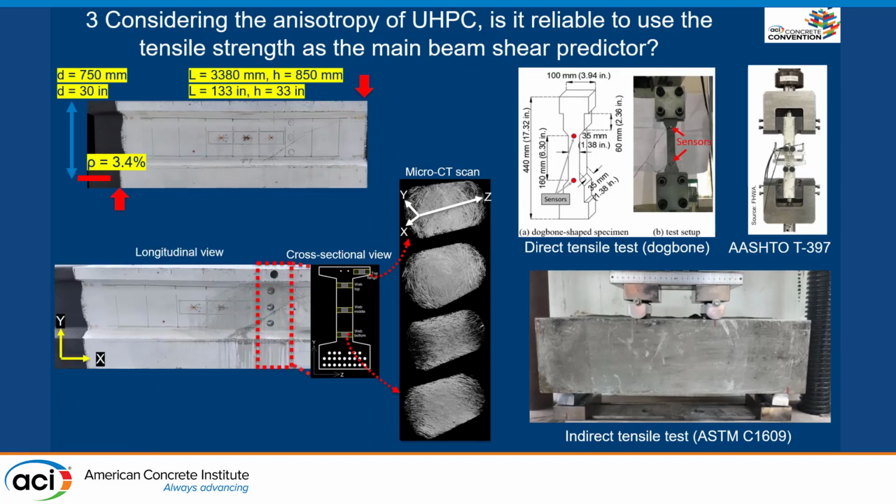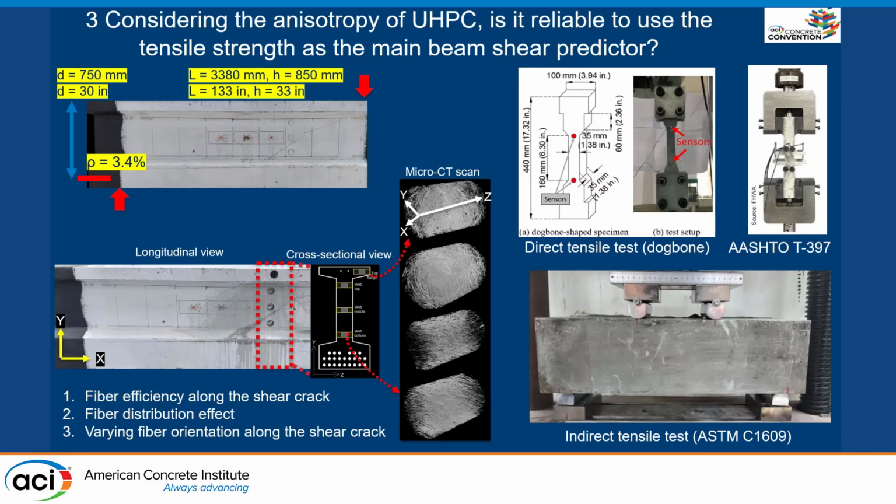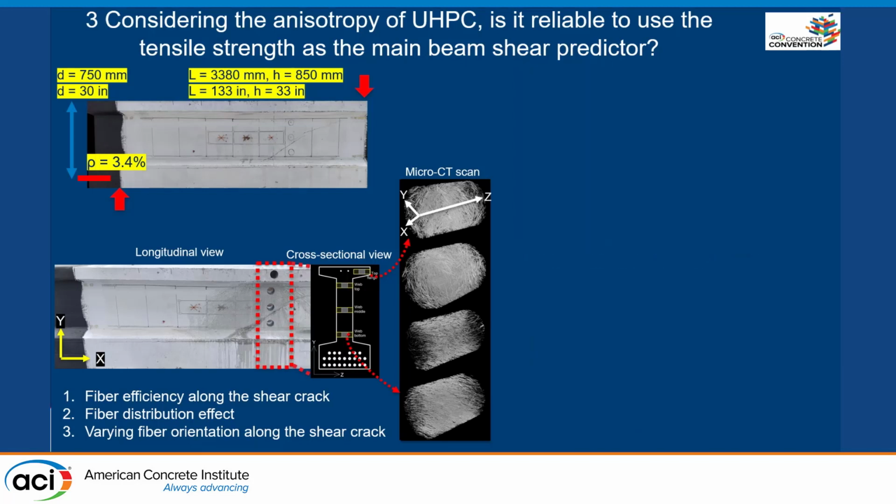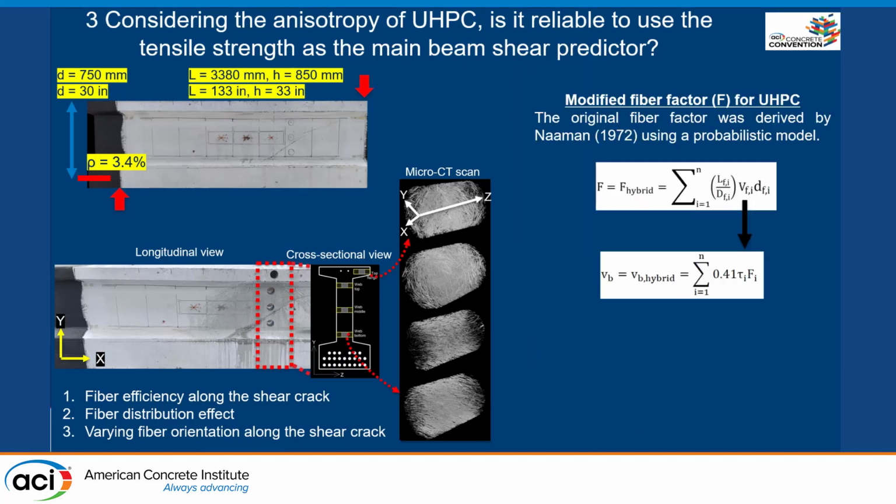Finally, considering the anisotropy of UHPC, is it reliable to use the tensile strength as the main beam shear predictor? Currently, for predicting shear, you have to rely on the tensile strength of UHPC, and we usually have two tests. One is the direct tensile test, either using a dog bone or a prism, and then we have an indirect tensile test using inverse analysis on a flexural beam. However, with our study, we're proving that there are three issues that probably these two tests are not able to capture. One is fiber efficiency along the shear crack, fiber distribution effect, and the varying fiber orientation along the inclined shear crack. Therefore, we have taken a different approach, which is by modifying a fiber factor for UHPC.